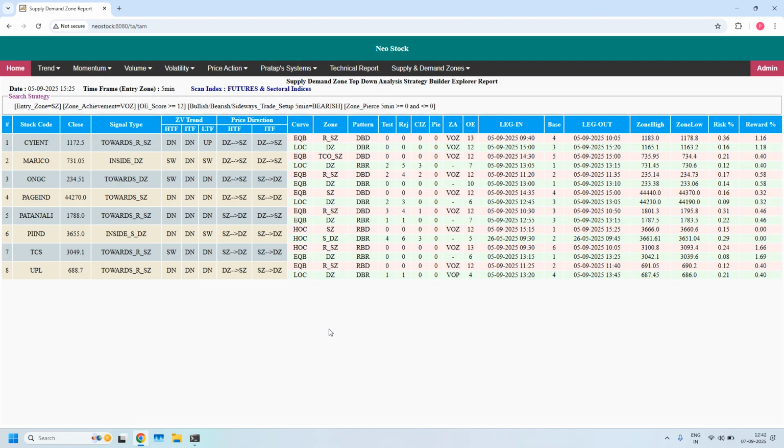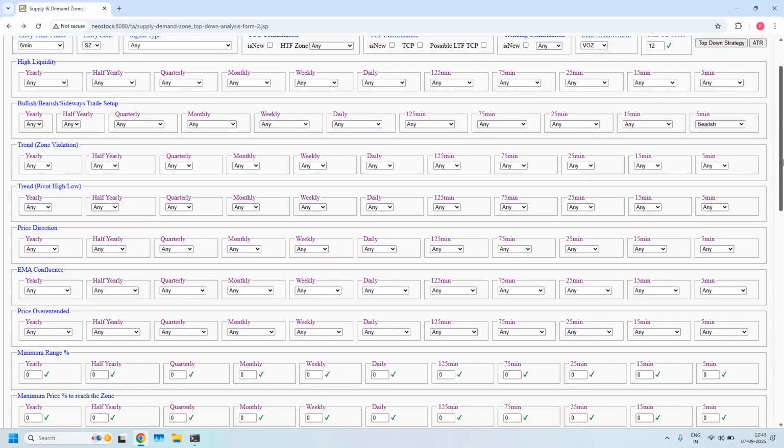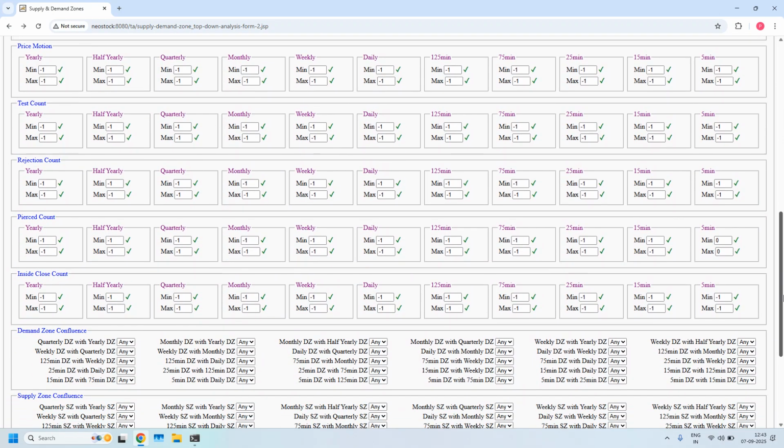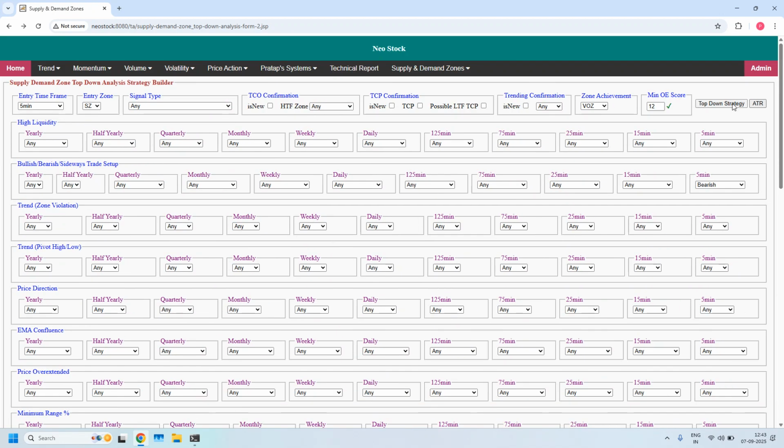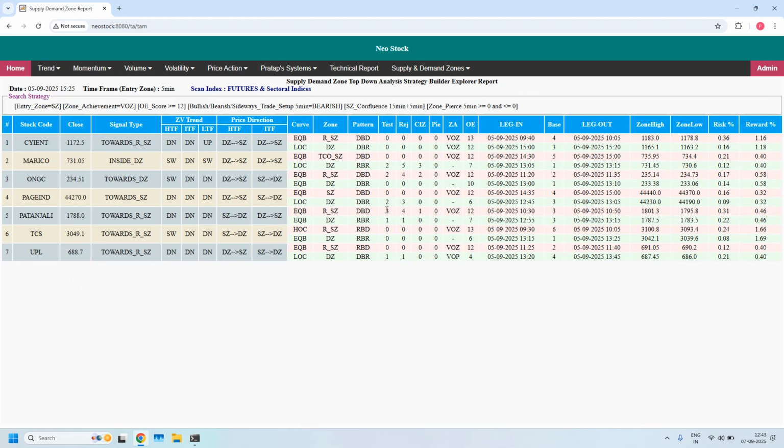Out of these 8, let us identify high probability trade setup 5 minute supply zones. First filter is LTF and ITF supply zone confluence. That is 5 minutes and 15 minutes supply zone confluence. So applying this, we got 7 stocks. In all 7, these 5 minute supply zones overlapped with 15 minute supply zone. And 15 minutes trend, that is nothing but ITF trend, is downtrend in all the stocks.